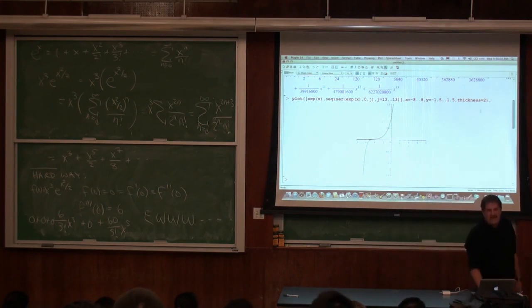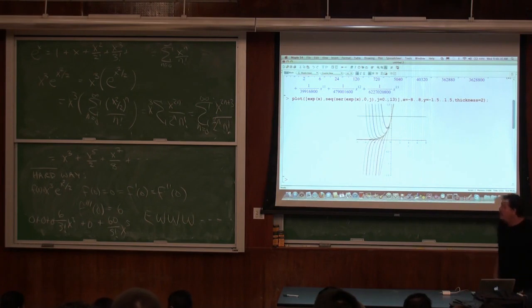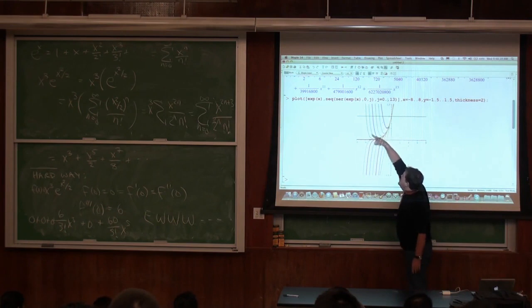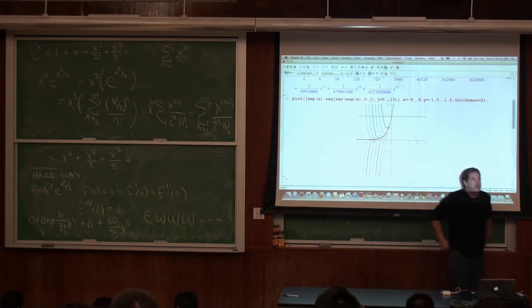Can I make these thicker? Can you see them in the back? You don't care? Okay, I can make them thicker. So let's see the convergence here. Each of these colored lines is more and more terms of the Taylor series, and it's starting to hug the graph of e to the x more and more.